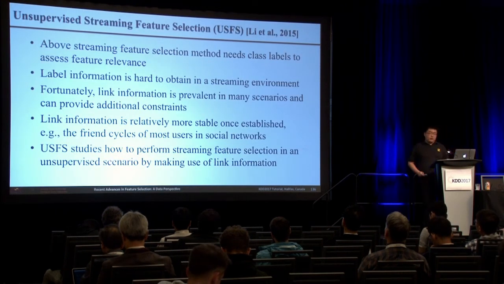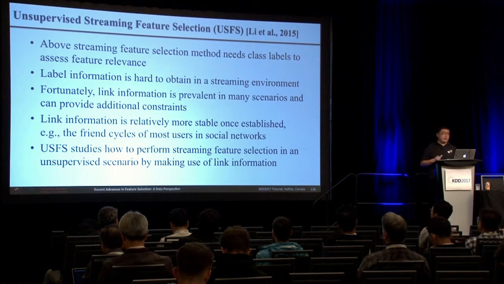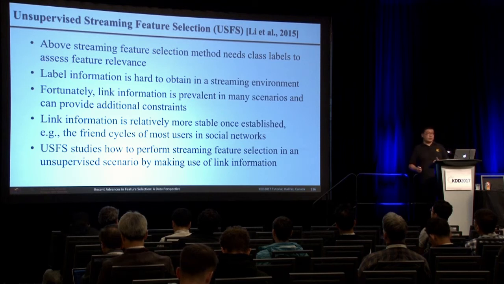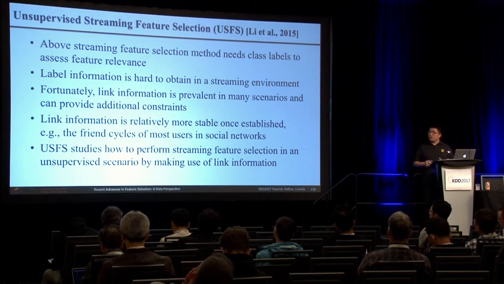The method proposed above actually assumes that in a streaming case the label information is available, but it is often not the case, as label information is very difficult to obtain, especially in a streaming environment. Fortunately, link information is prevalent in many scenarios and can provide us some additional constraints to guide feature selection.